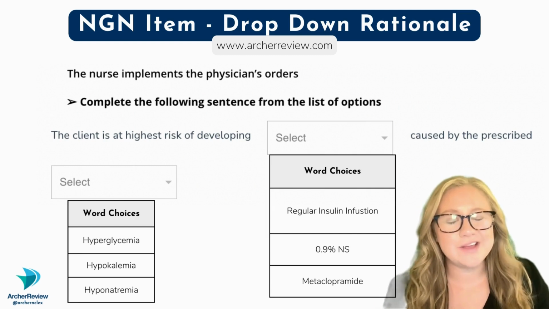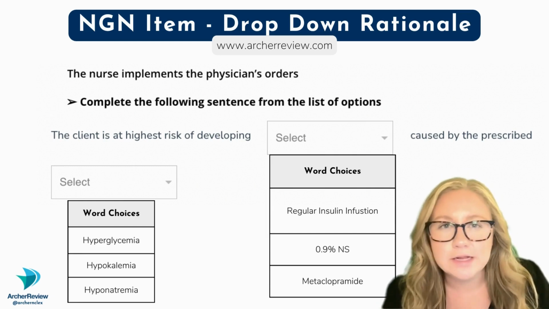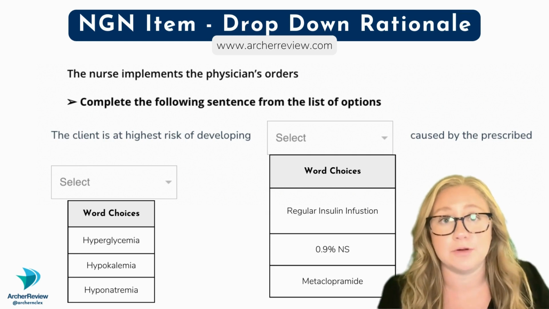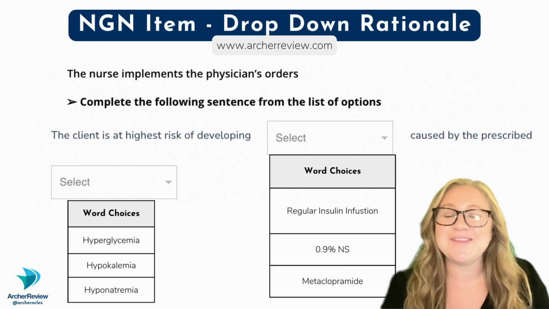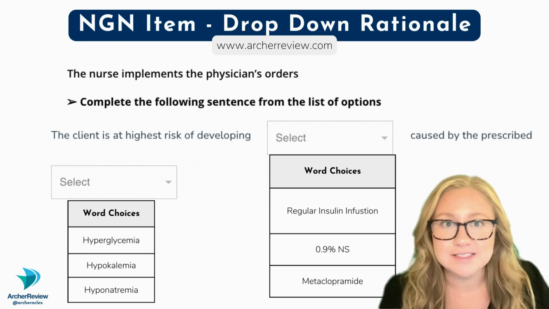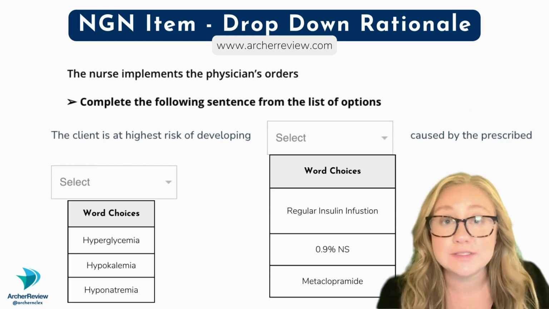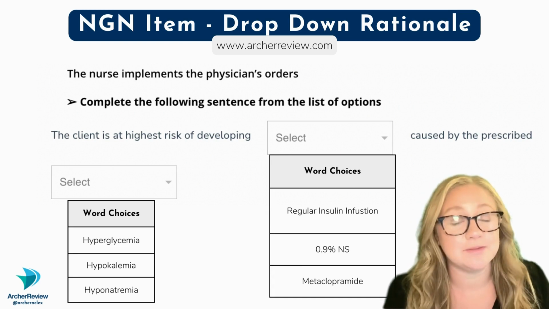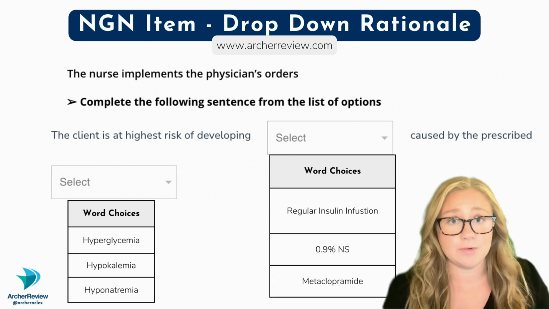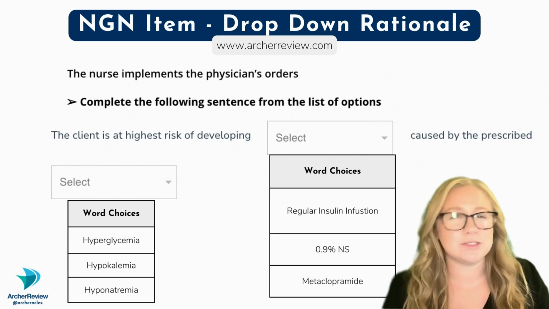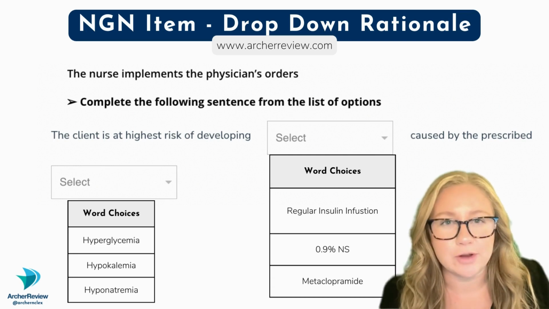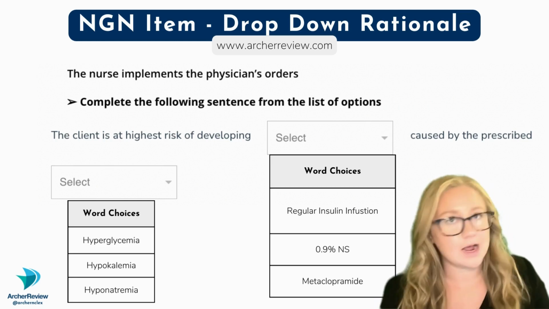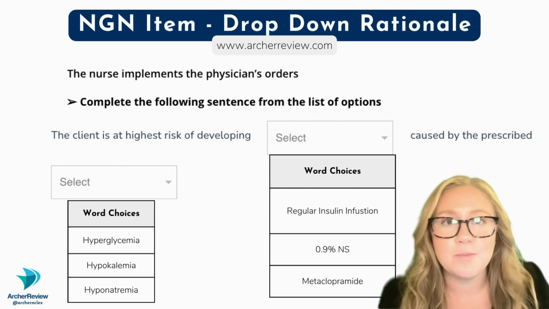A, hyperglycemia, that doesn't really make sense. The client's already hyperglycemic and we're giving him insulin to lower that blood glucose. B, hypokalemia is correct. When I give that insulin, not only does it move the sugar inside the cell, but the potassium as well. So we can see that potassium level drop. C, hyponatremia, also doesn't make sense. We're not really looking at sodium levels very much during DKA. So my first answer, the client's at high risk for developing B, hypokalemia.